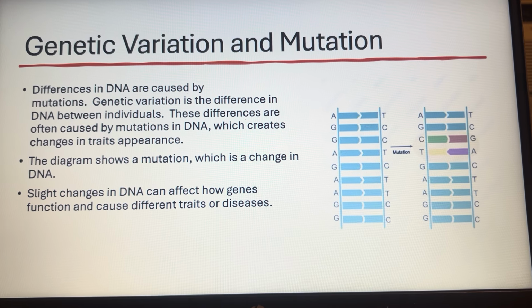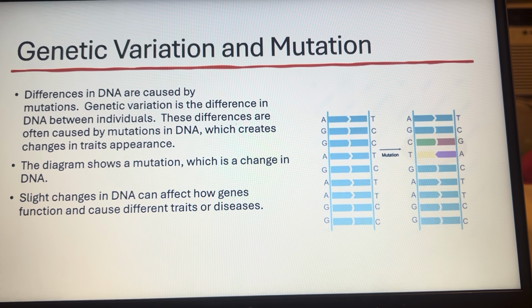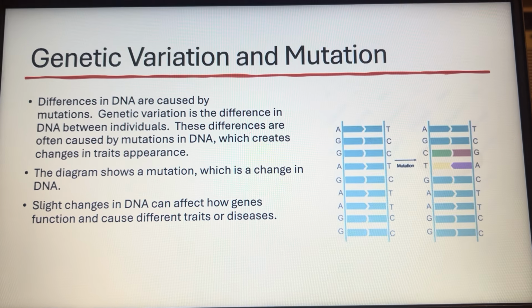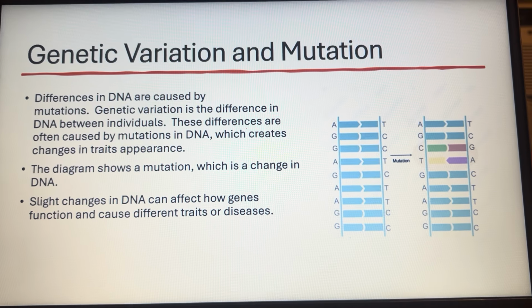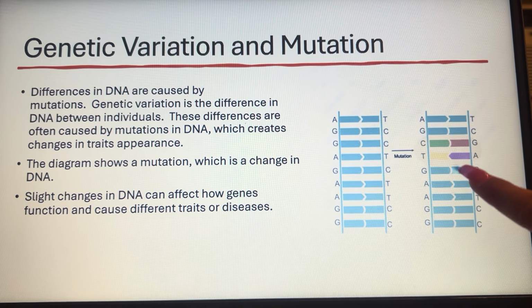The diagram shows a mutation, which is a change in DNA. Slight changes in DNA can affect how genes function and cause different traits or diseases. This is a normal DNA strand, and this is a DNA strand with a mutation.